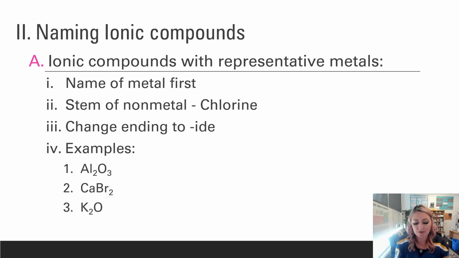We always start by naming the metal first, and the metal is always written first in the formula, so that should be fairly helpful. We will then take the stem of the nonmetal. For example, if chlorine's my nonmetal, the stem is chlor, and then we change the ending to -ide. So this becomes chloride.